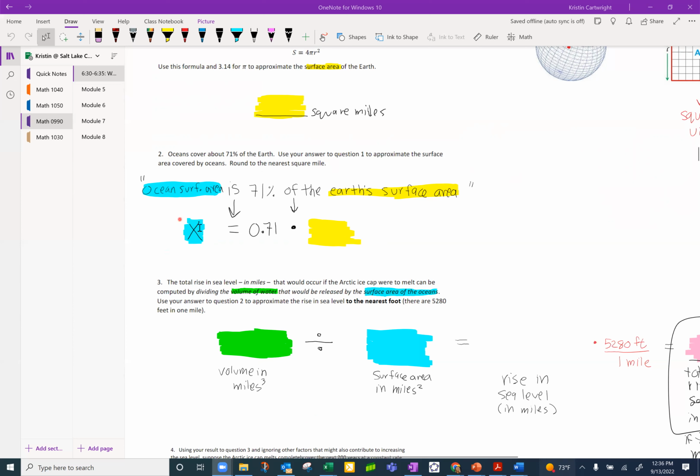Remember, we just got that before. So that's my blue box here. So I'm going to take the volume of water that was given in the opening paragraph in green, and I'm going to divide that, or you can make a fraction out of that, with the surface area in miles.